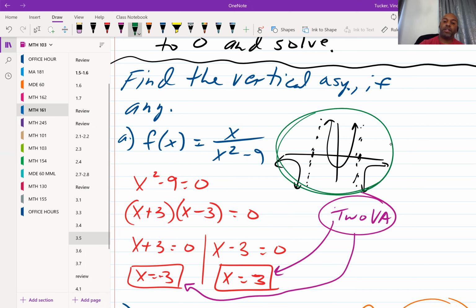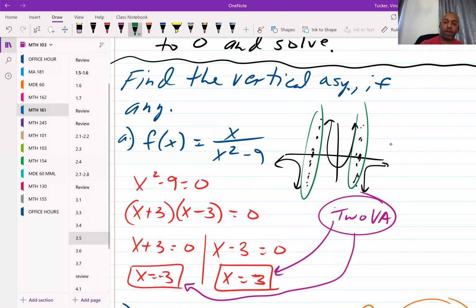So right here is just a rough sketch of what would happen in this type of situation. Our vertical asymptotes would be right here and right here, at 3 and -3. It's just a rough sketch of what it would look like. But notice the graph wouldn't cross this line and wouldn't cross this line.